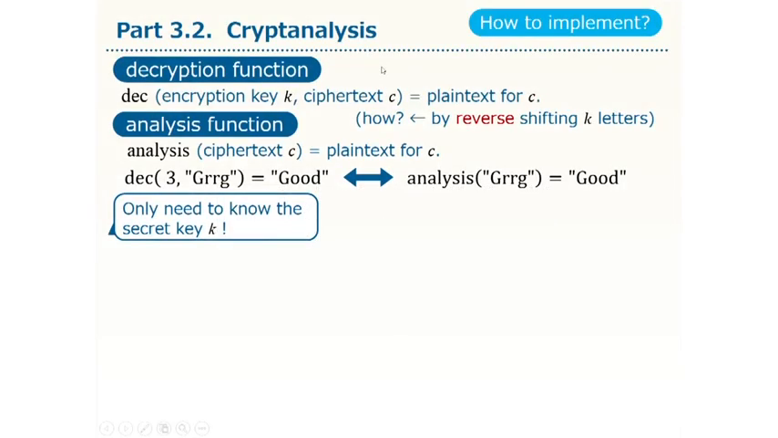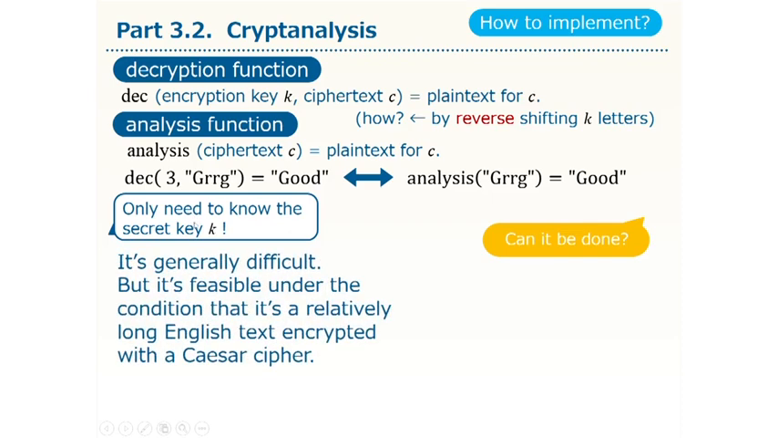Now let's try cryptanalysis. As we learned, the difference between the decryption function and the function for cryptanalysis is whether we are given the secret key K or not. For example, here we want to decode the ciphertext without knowing these three. Yes, you may ask whether it is possible.